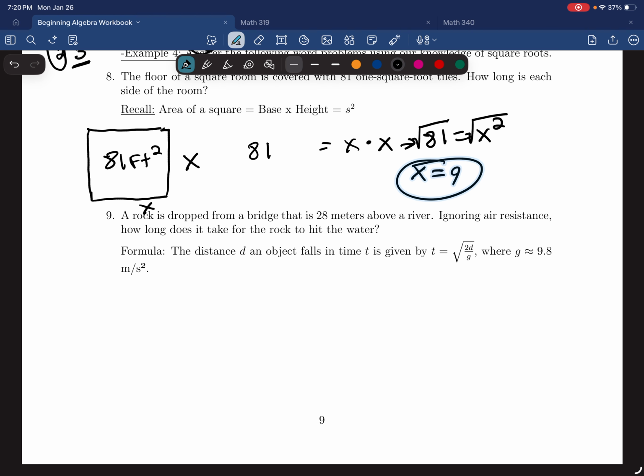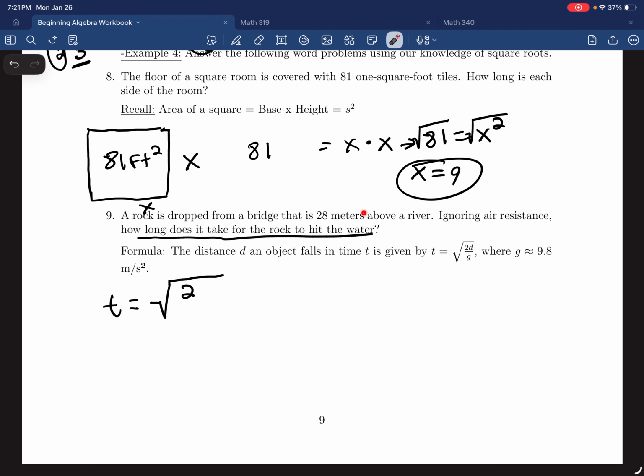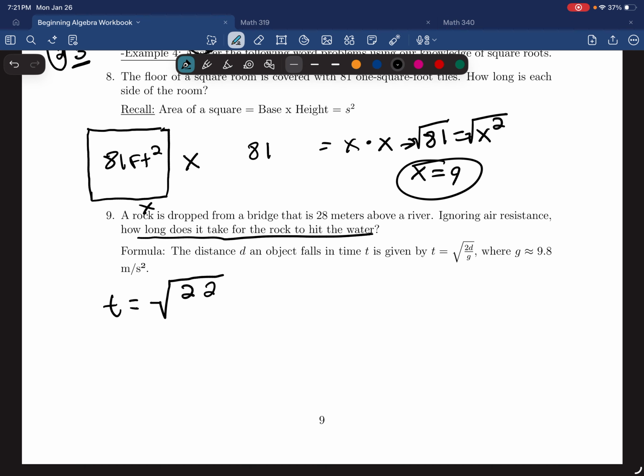So let's plug in what numbers we're given. We want to know how long it takes for the rock to hit the water, so we want to know the time. So we're given that t equals the square root of 2 times d, where d is distance, and we're given the distance here, 28 meters. So we know that this bridge is 28 meters above the water. And we're going to divide that by gravity, which is 9.8.